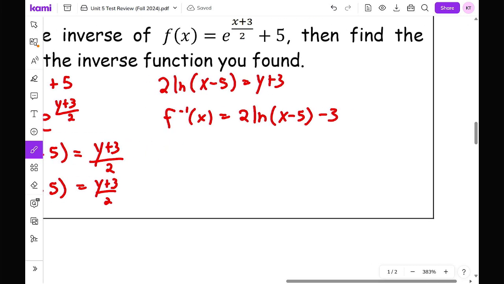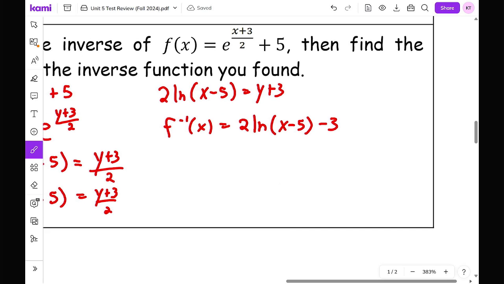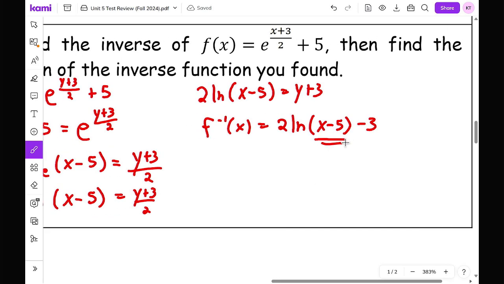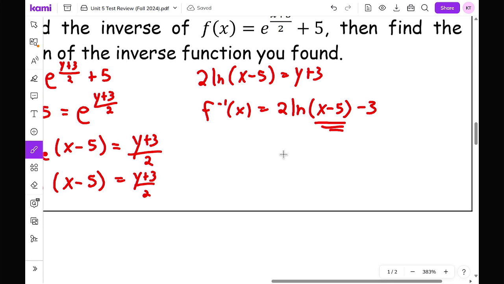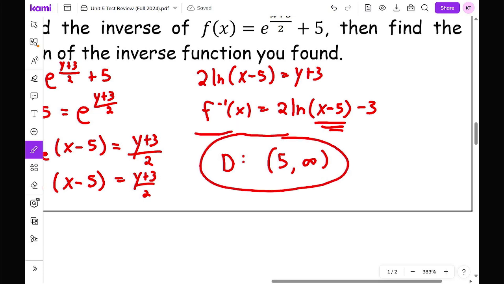And then the last thing to do is state the domain. So our domain here is going to be dependent again on our horizontal shift, which is going to be to the right 5. I don't have any reflections over my y-axis, so we're going to be going from 5 to infinity. Again, the 5 will not be included in the domain. So the domain of the inverse and then the inverse itself.